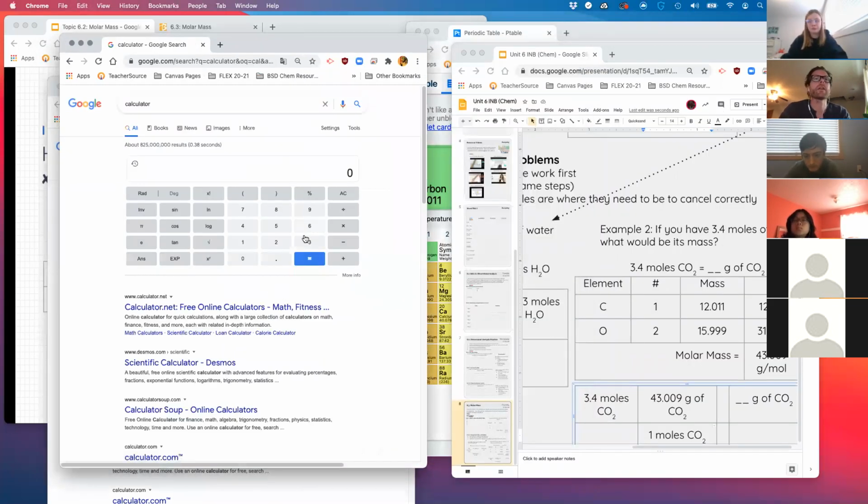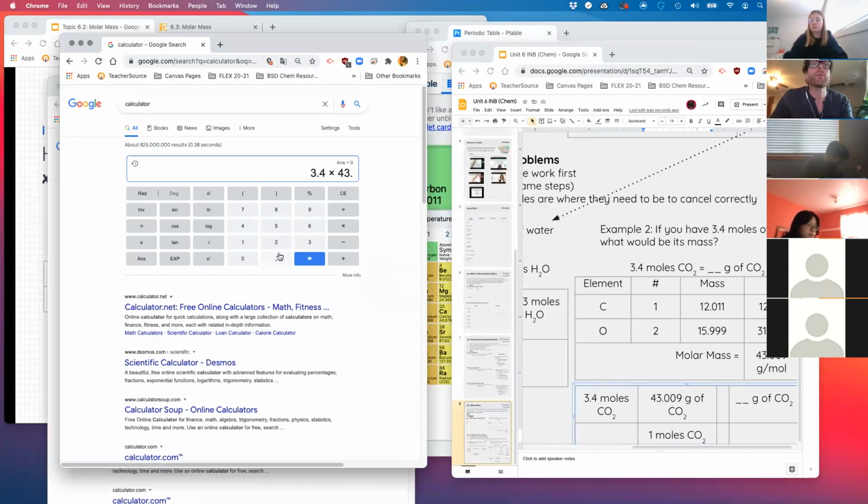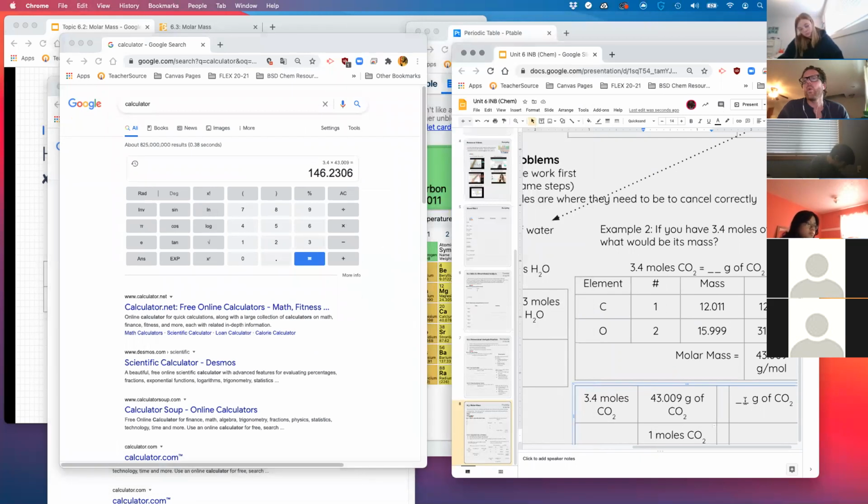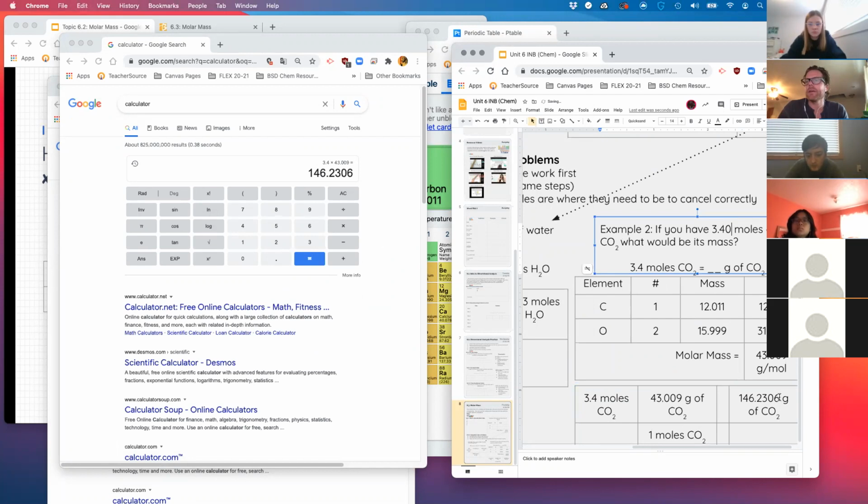So I get 3.4 times 43.009, and I get 146.2306 grams of CO2. Now is the time to do sig figs. So it actually rounds to 150. I wish I put a 0 here just so I can make this 146.